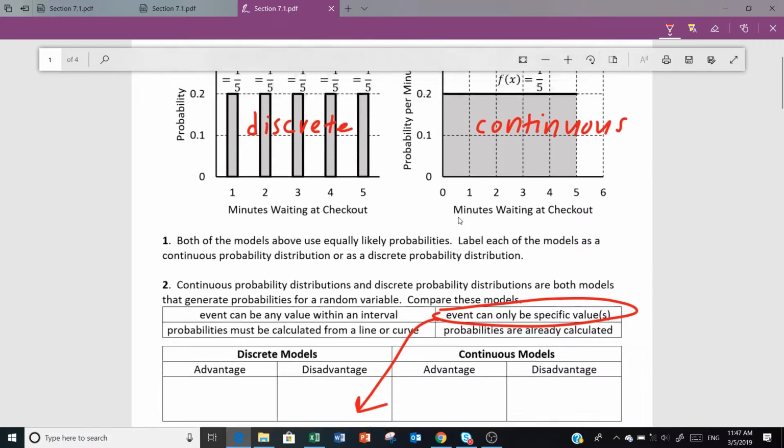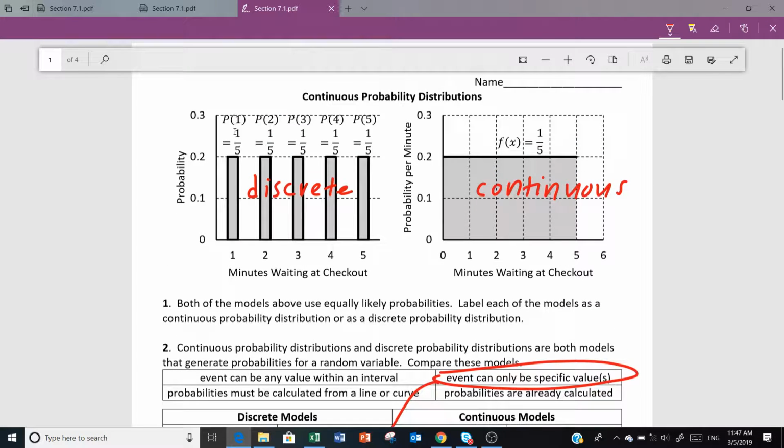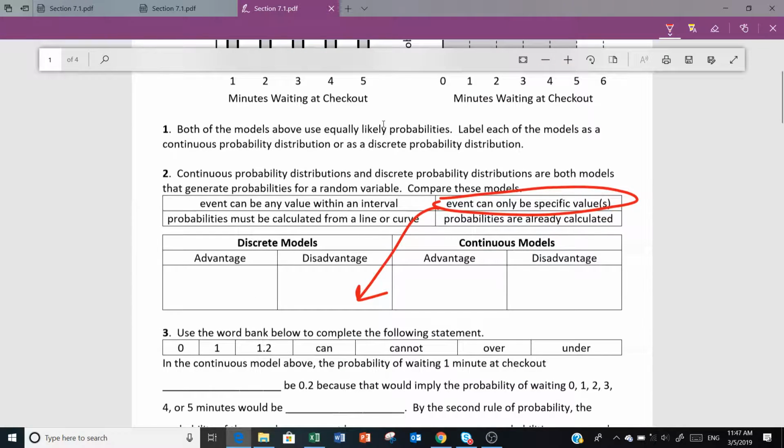Let's look at the discrete model here. We have the probability of 1, we have the probability of 2, we have the probability of 3, all the way up to the probability of 5. What is that? Probabilities are already calculated. That's great. You don't have to calculate them. We've already calculated them for you. Very good. Okay, that's an advantage.